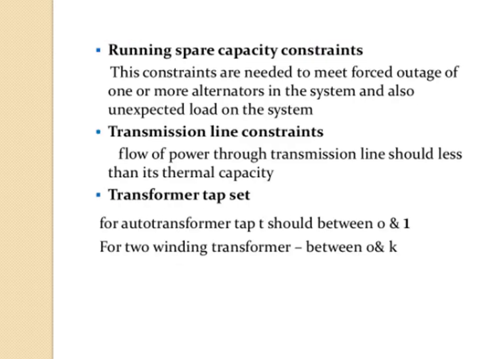Running spare capacity constraint: this constraint is needed to meet the forced outage of one or more alternators in the system and also unexpected load on the system. Transmission line constraint: the flow of power through the transmission line should be less than the thermal capacity. Transformer tap setting: for a transformer, the tap should be between 0 and 1. For two-winding transformers, between 0 and 1.